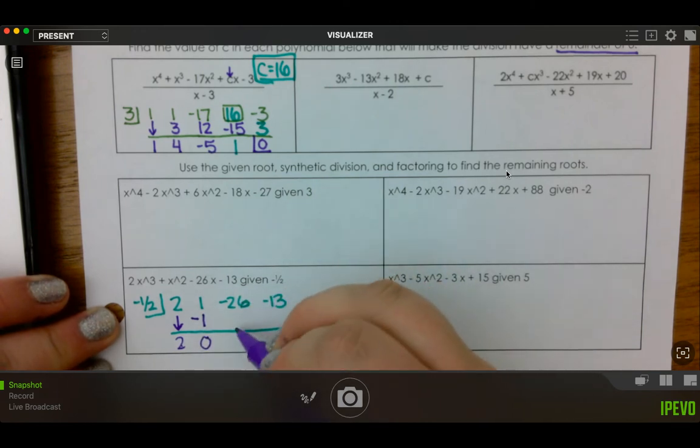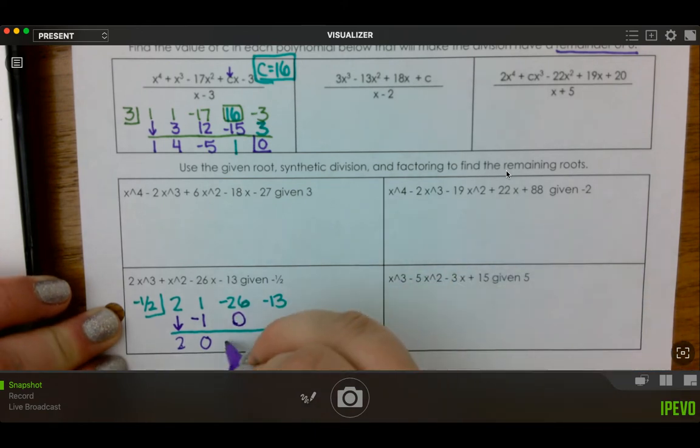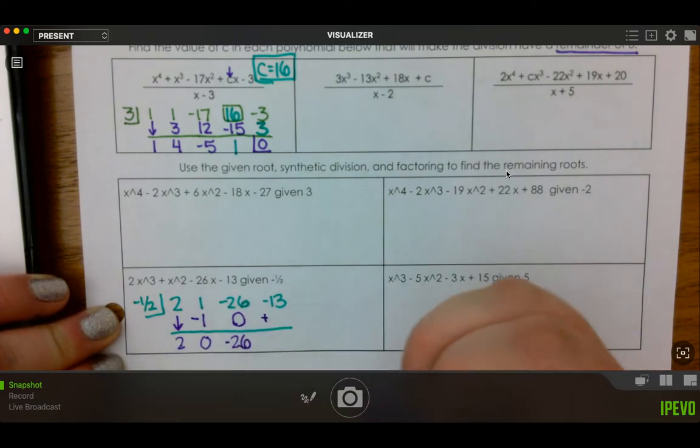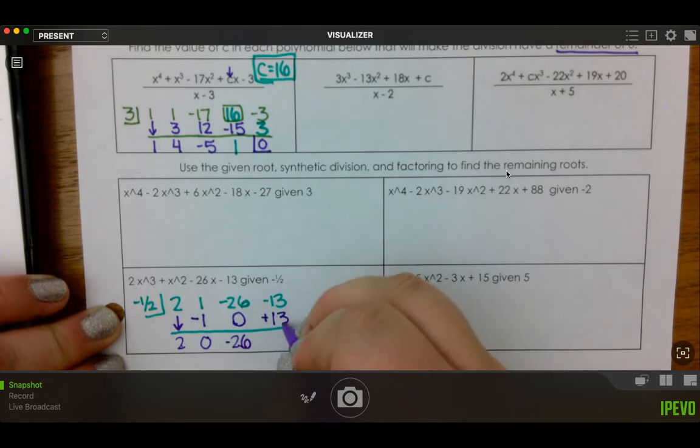So it doesn't matter what I'm multiplying by. 0 times anything is 0. Which leaves me with my negative 26. A negative times a negative is a positive. And half of 26 is 13.